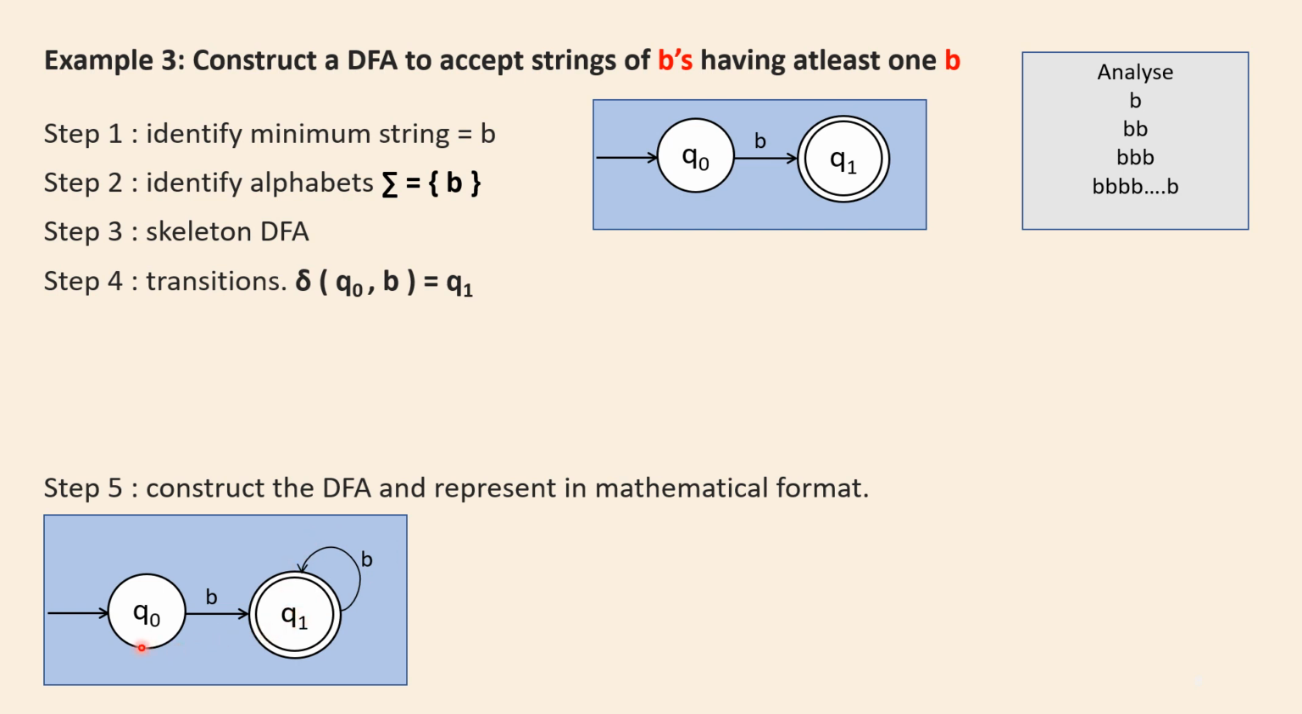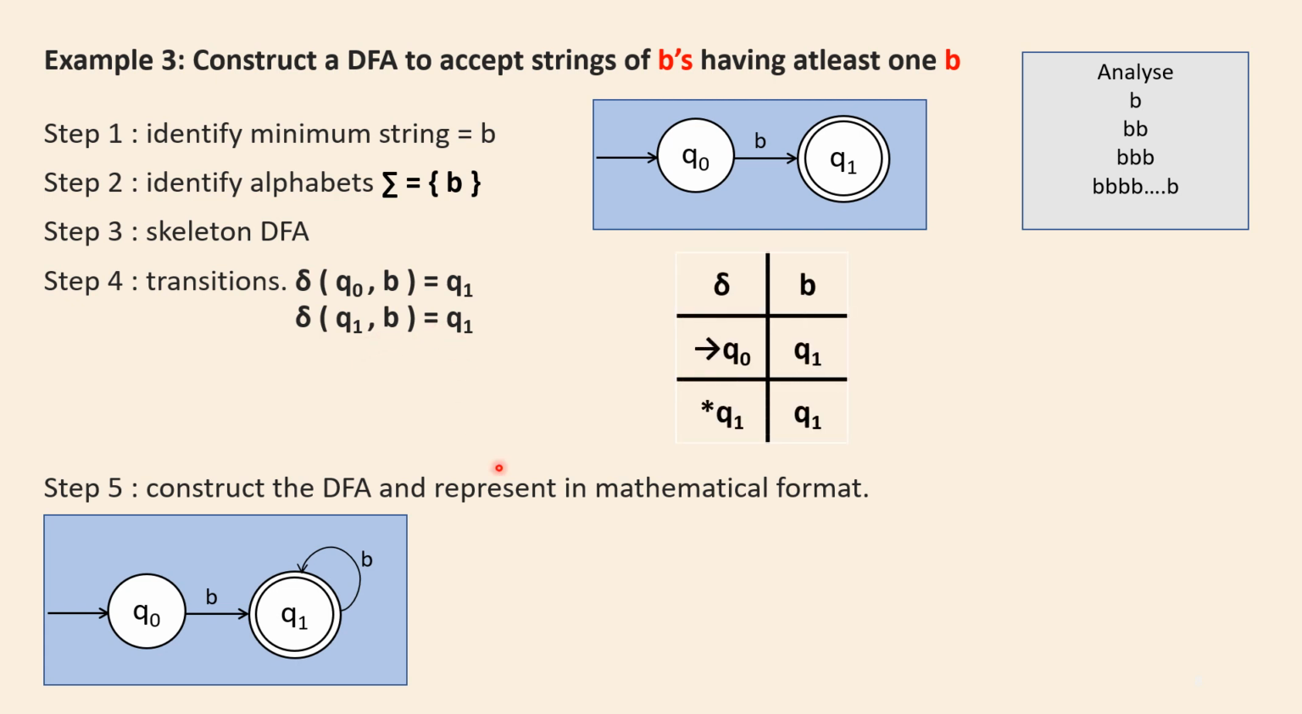So for the transition to go to the final state, it requires at least a minimum of 1 B. After that, n number of B's are still in the final state. So here again we can write down the transition on Q1 with input B. It is being looped to Q1 itself. So Q1 on input B stays in Q1. The table here has Q0 and Q1, where this is the start state and this is the final state. Q0 on input B is going to Q1, and Q1 on input B is again in Q1 itself.